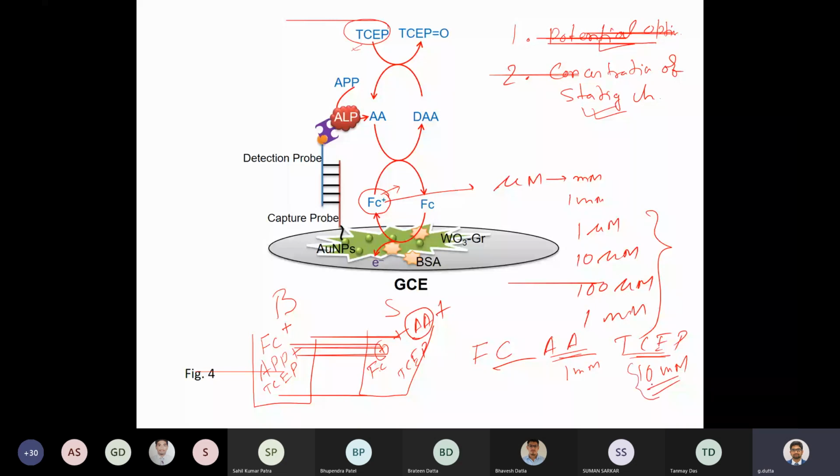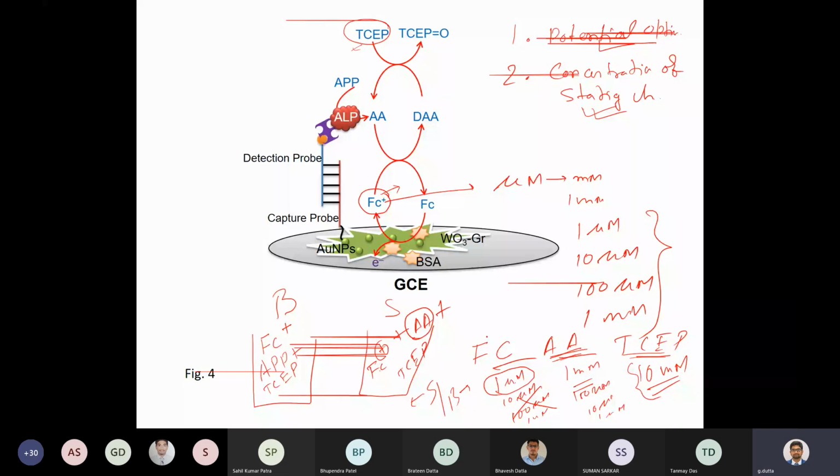The other one, AA you can fix, TSEP you can fix at 10 millimolar, and FC you just change: 1 micromolar, 10 micromolar, 100 micromolar, 1 millimolar, this way. Then you have to calculate the signal to background ratio. You have the signal solution, you have the background solution. Now maybe in the 1 micromolar case you are getting the highest one, then fix it and remove the others. Now change the AA concentration: 1 millimolar, 100 micromolar, 10 micromolar, 1 micromolar.